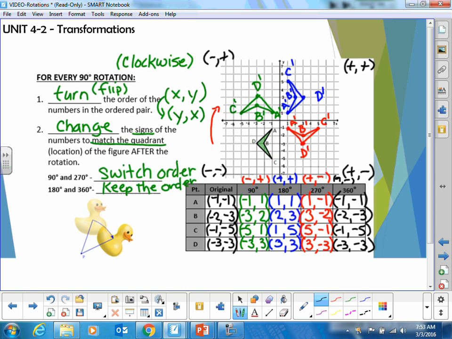So all you have to remember with rotations, every 90 degrees, we're swapping the order of the numbers and changing the sign to match the quadrant. It's not complicated. You just have to remember 90, switch, 180, it doesn't matter if you even remember that, as long as you can remember, well, if I'm going 180, I'm switching it twice.